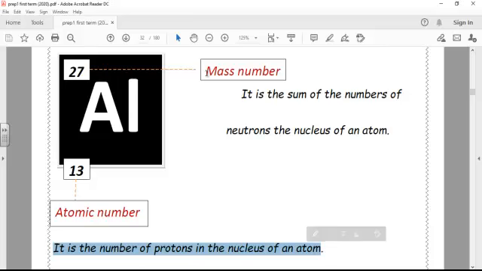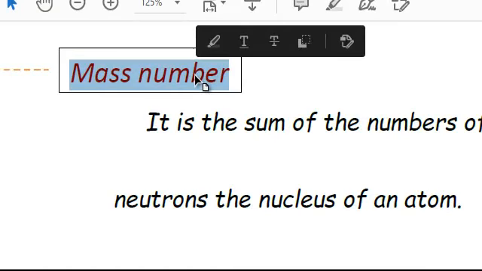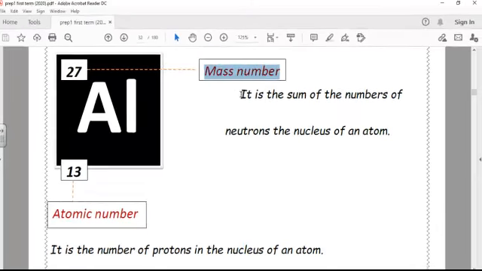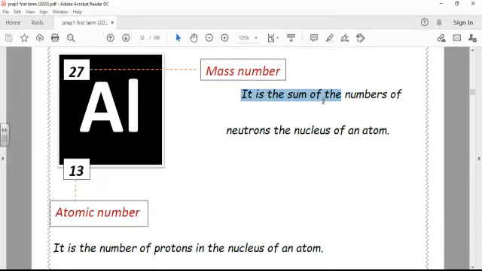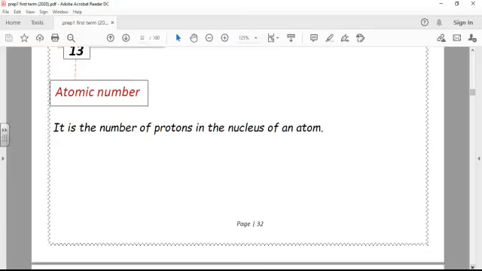Also, we have another one, which we call the mass number. We said that the nucleus of the atom contains the protons and the neutrons. If you count them together, protons and neutrons, we call that the mass number. So the mass number is the sum of the number of neutrons and protons inside the nucleus of the atom.